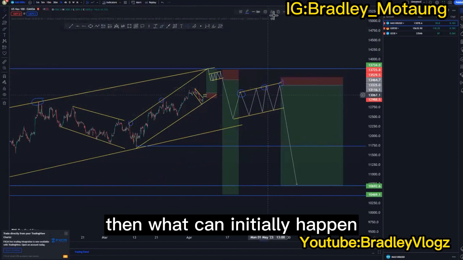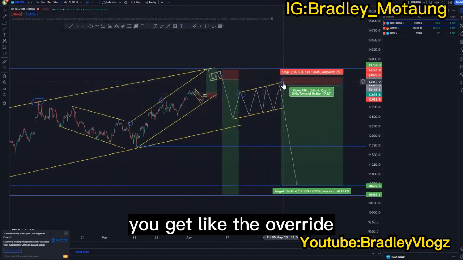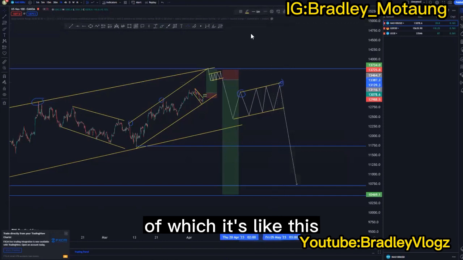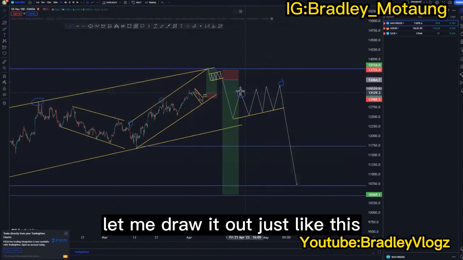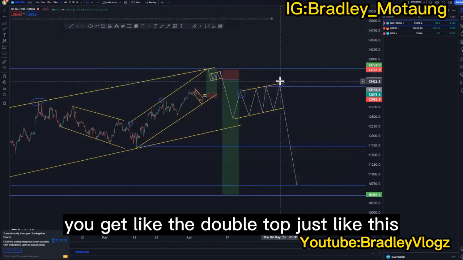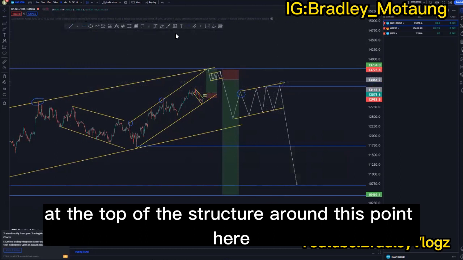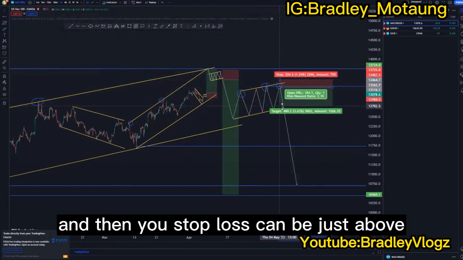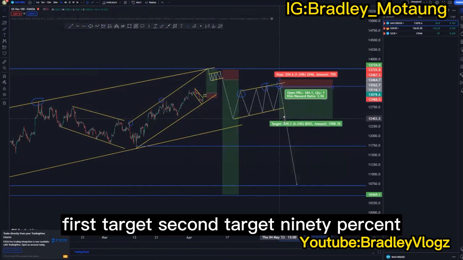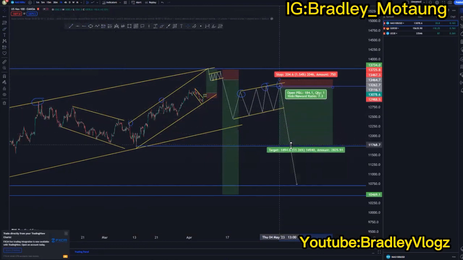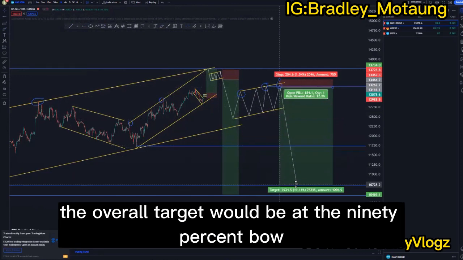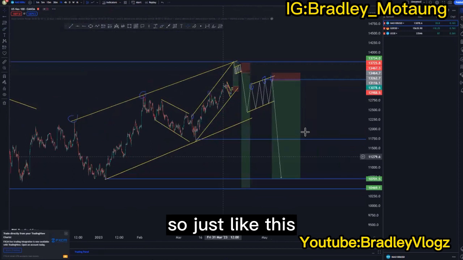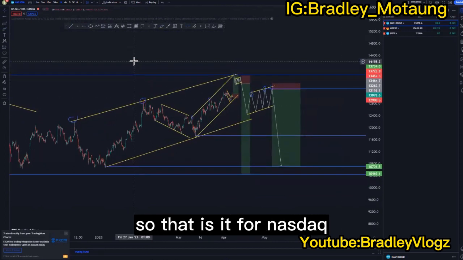And then what can initially happen is that instead of getting the third touch, you get the override, which is like this. Let me draw it out. Which is like this. Instead of getting the third touch, you get the double top, just like this, at the top of the structure around this point here. Then you take your sell using a candlestick confirmation, and then your stop loss can be just above the third touch. First target, second target, 90%. And then the third target would be here. The overall target would be at the 90% also, just like this. So that is it for NASDAQ.